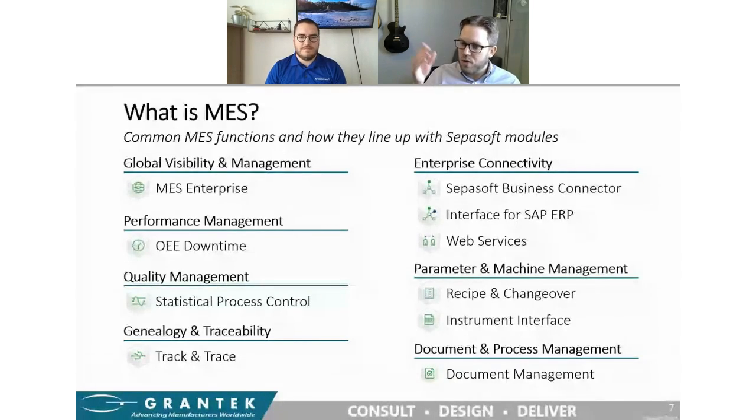The recipe and changeover module can help to manage machine parameters based on information in the MES like material scheduling. The instrument interface is also a great tool for sending and receiving information from systems that may not communicate over an industrial protocol like OPC, for example, printers and laboratory equipment.